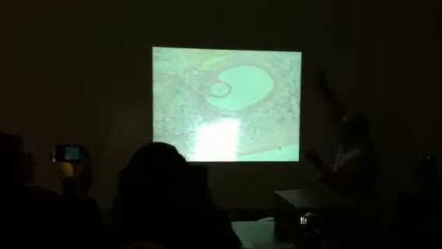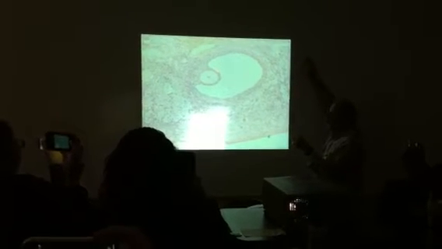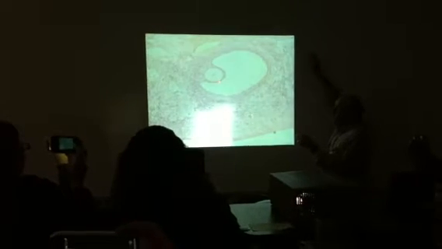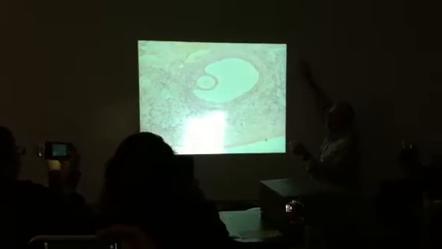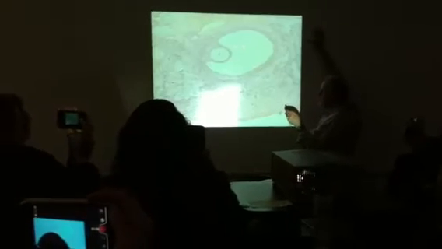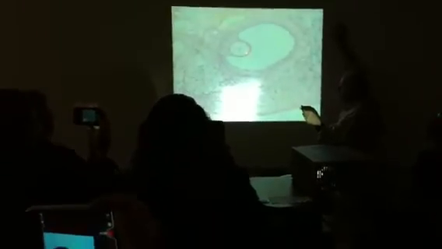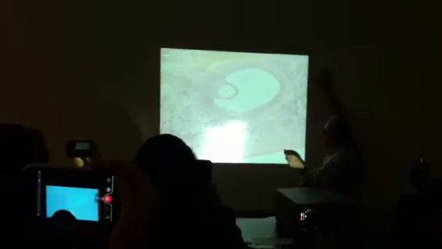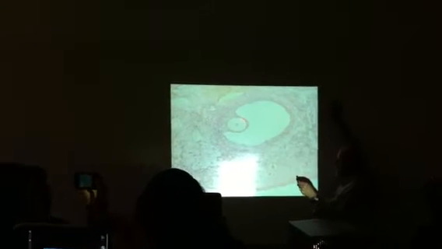Corona, C-O-R-O-N-A, corona radiata, R-A-D-I-A-T-A, corona radiata. Now listen carefully. This little light area right here is called the zona, like the zona pellucida, P-E-L-L-U-C-I-D-A, zona pellucida. This thing right here is what it will be ovulating.